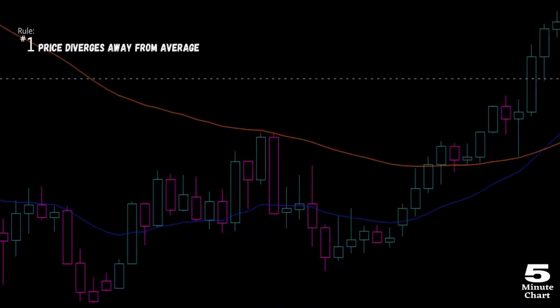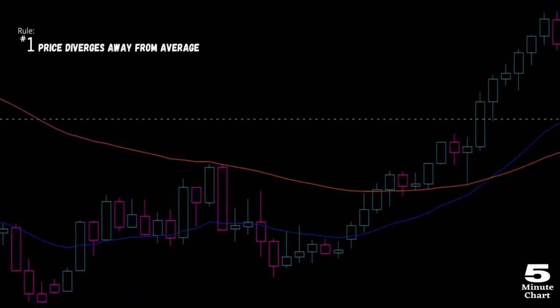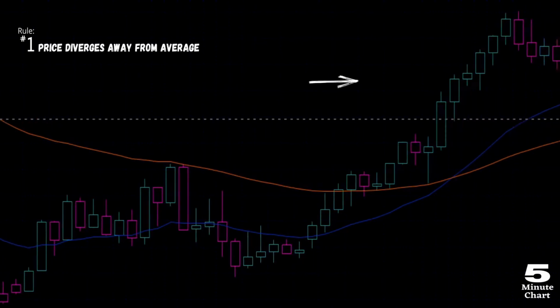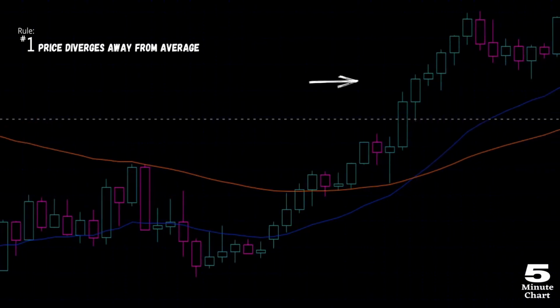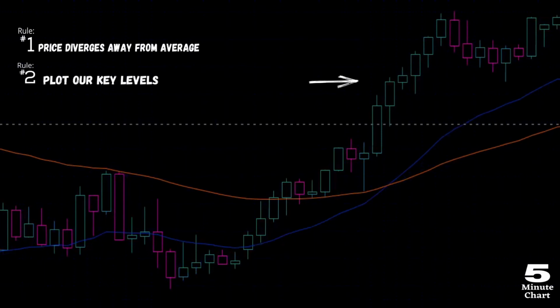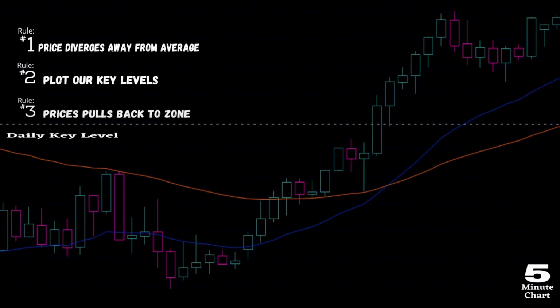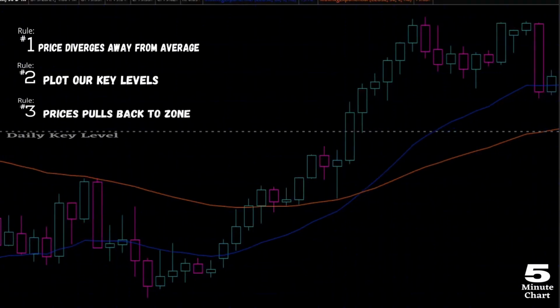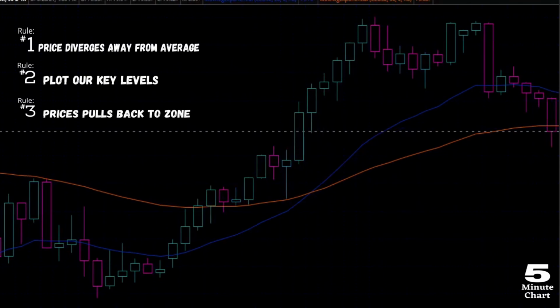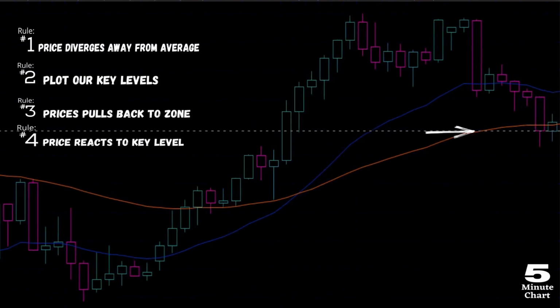Recapping the rules. Number 1. Price makes a move far enough away from its moving average that it allows us to identify the opportunity for an upcoming pullback. Number 2, we plot our key levels, focusing on the key levels which occupy the area directly on or near our moving average zone. Number 3, we wait for price to pull back towards our moving average zone. Number 4, price reacts to our key level inside of our moving average zone.